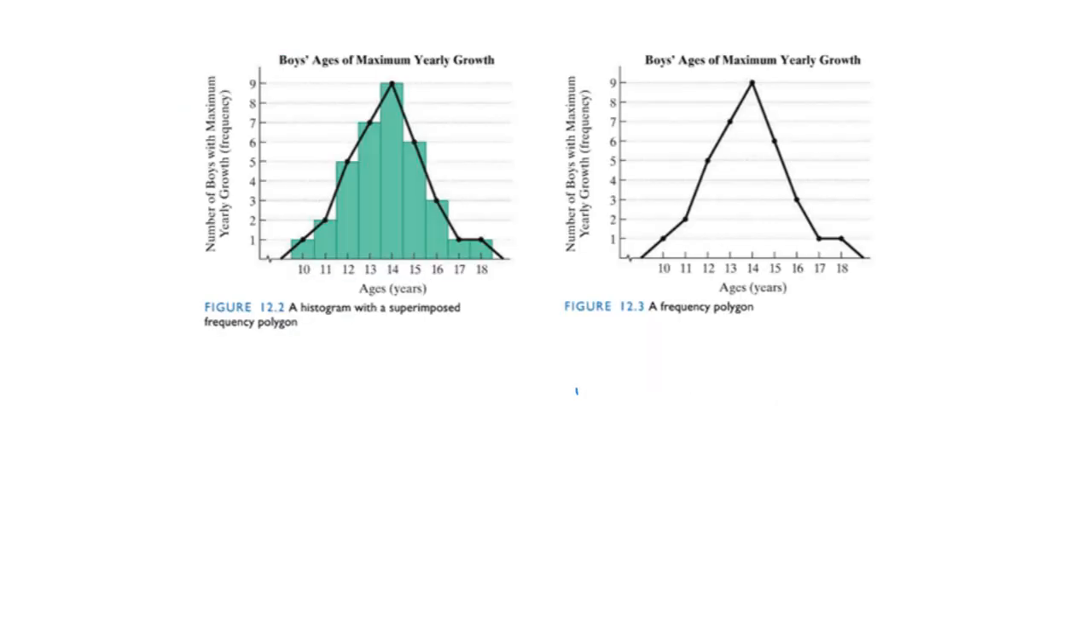Using the frequency histogram for the same data we just looked at, boys' ages of maximum yearly growth, we can create what's called a frequency polygon. So you can see our green bars, that is our histogram. And at the top of each bar, there is a point. And I'm not sure if you can see this, I'm putting a little blue dot at the midway point on the top of each bar.